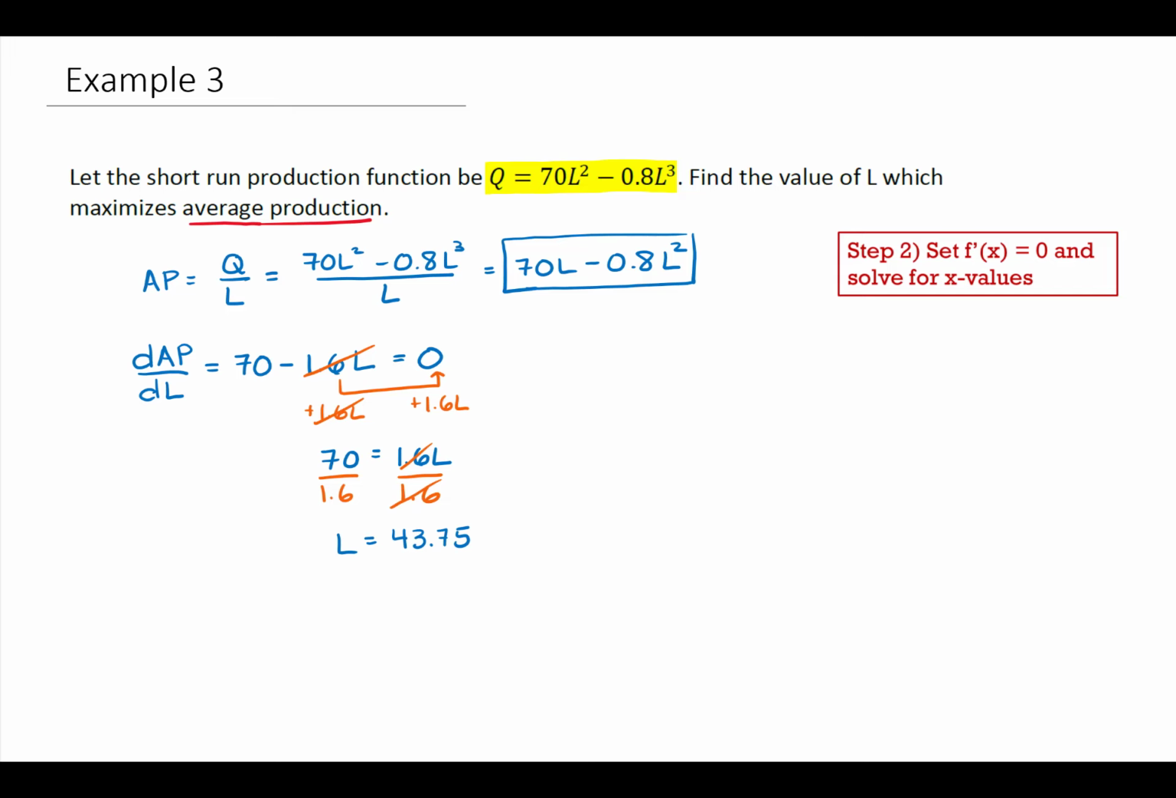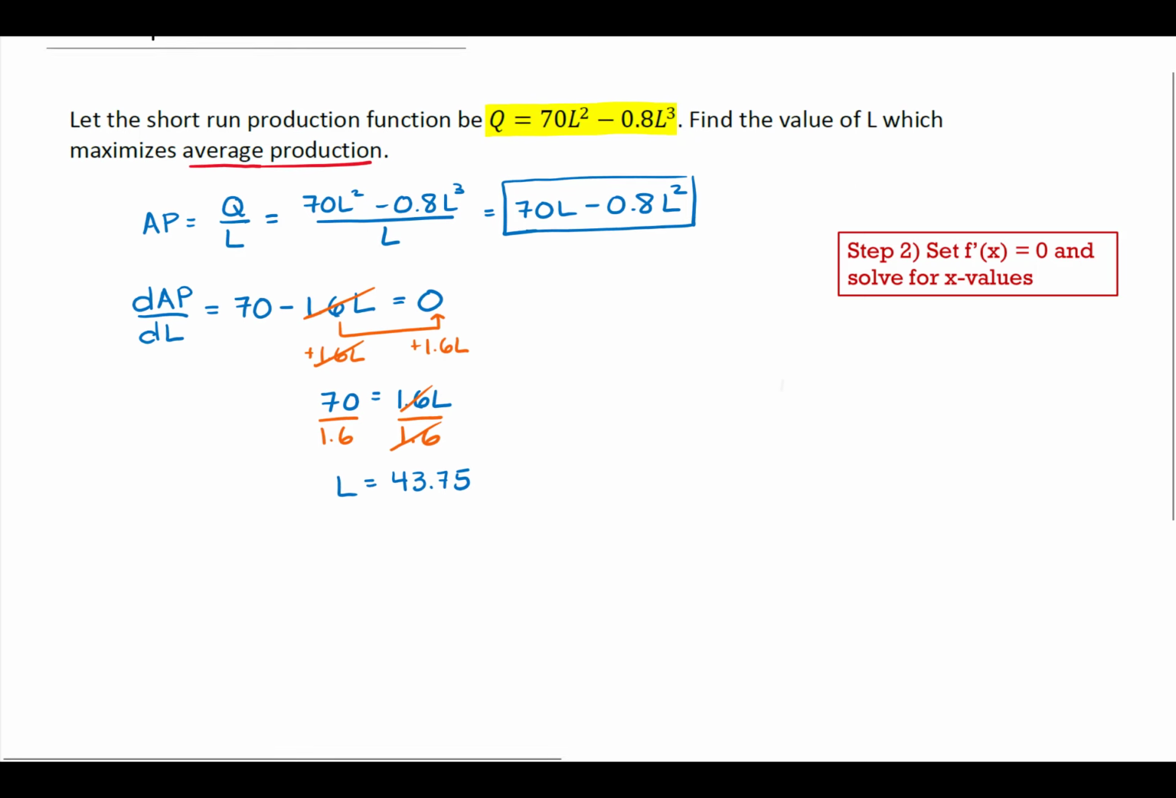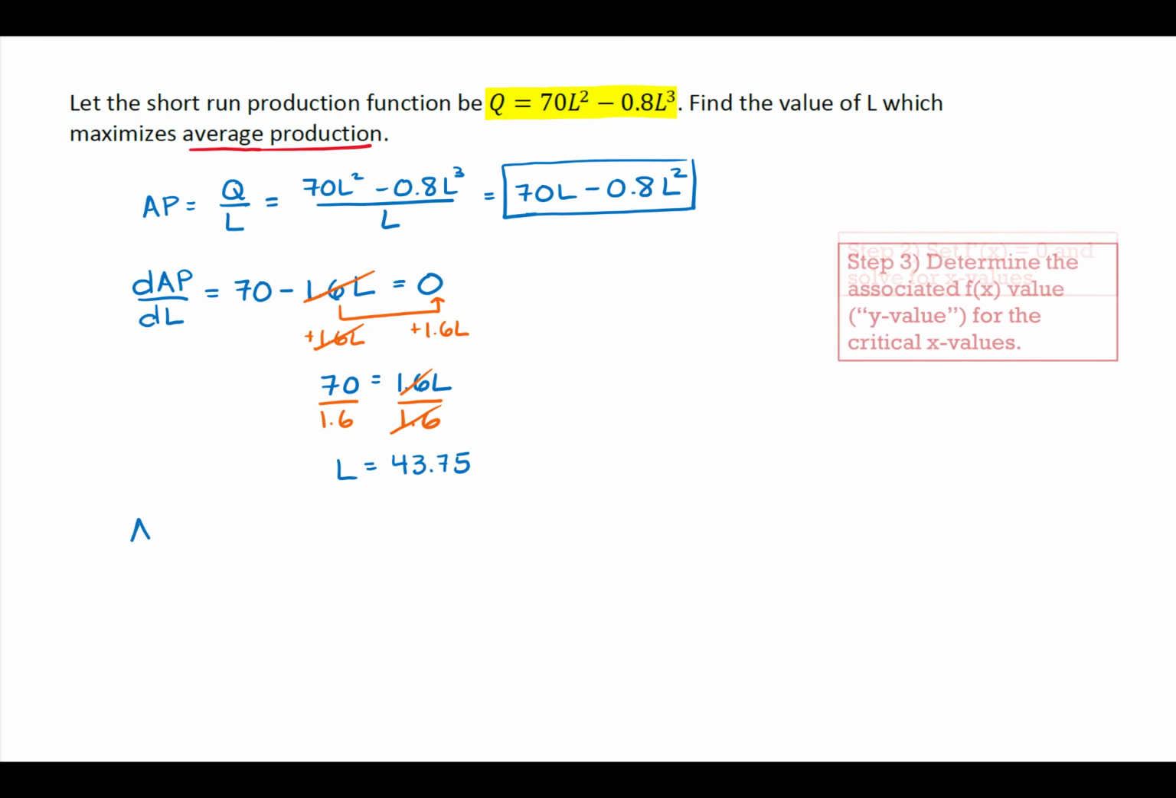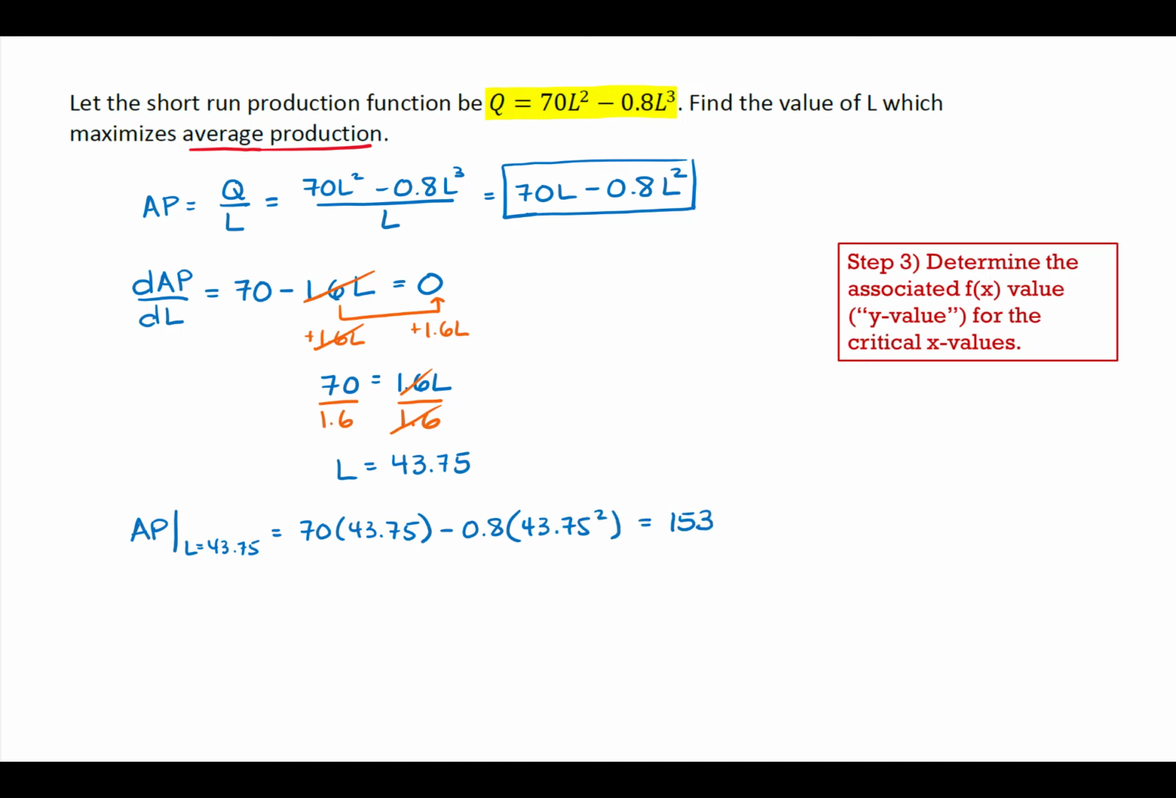Now let's see what that associated average production is. Average production when L is equal to 43.75 is going to be equal to 70 times 43.75 minus 0.8 times 43.75 squared, giving me 1,531.25. Now before I get all excited that this is the maximum average production, I should confirm that it is indeed the maximum production.